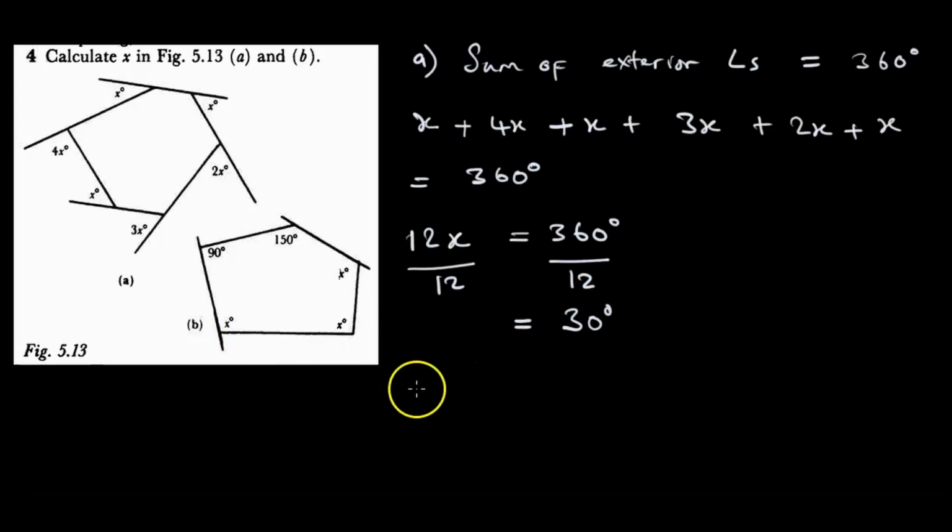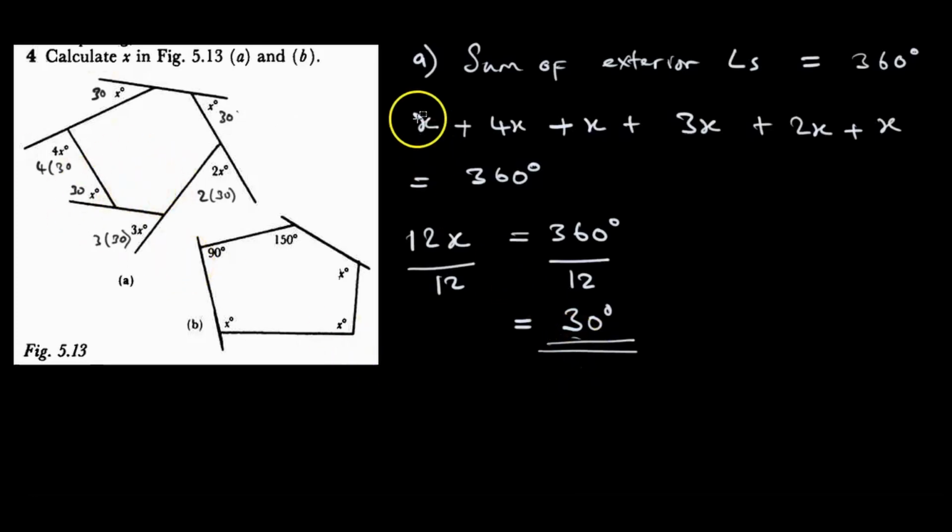You can do the verification. How do you verify? You put 30 here. Here you say 4 times 30. Here 30. Here 3 times 30. Here 2 times 30. Here 30. Add that stuff together, it should give you 360, which is the sum of exterior angles of a shape. Okay, so A is done. Let us do B.